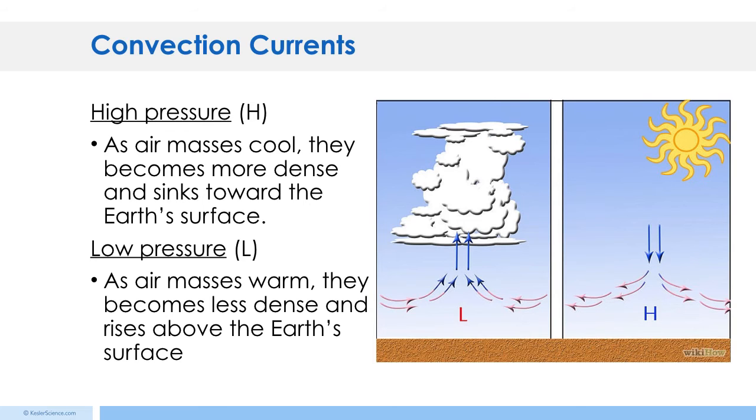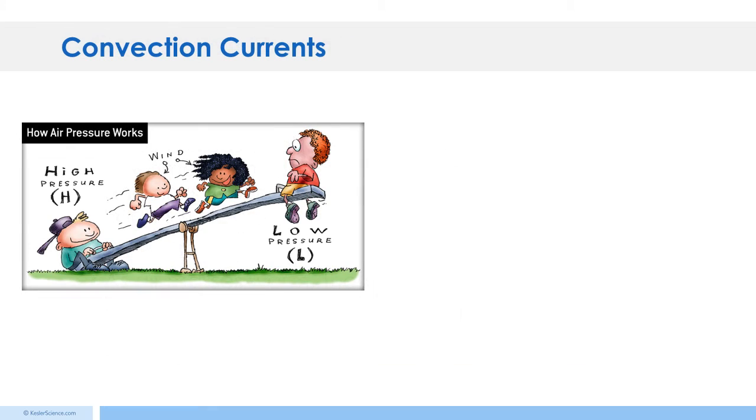Again, high and low temperatures of air are what cause the convection currents in our atmosphere, and they create wind. We've seen this graphic before in terms of high and low pressure, creating the wind, which moves from our high pressure areas to our low pressure areas.